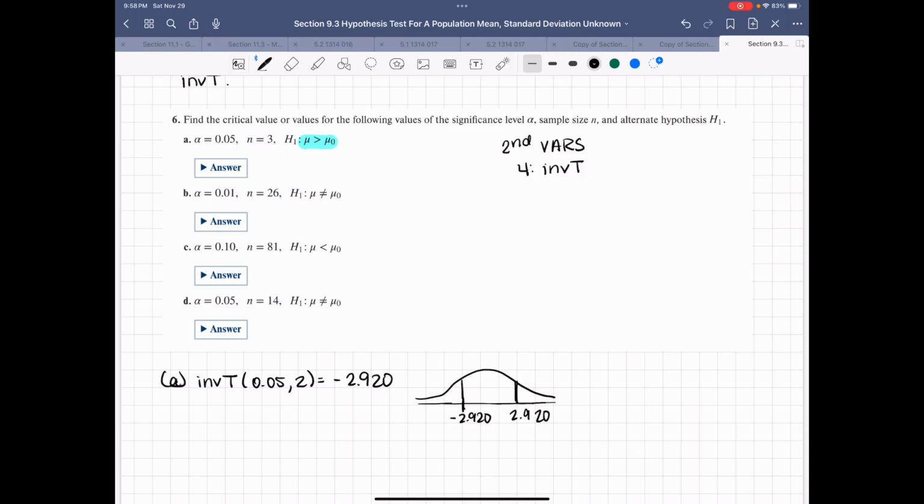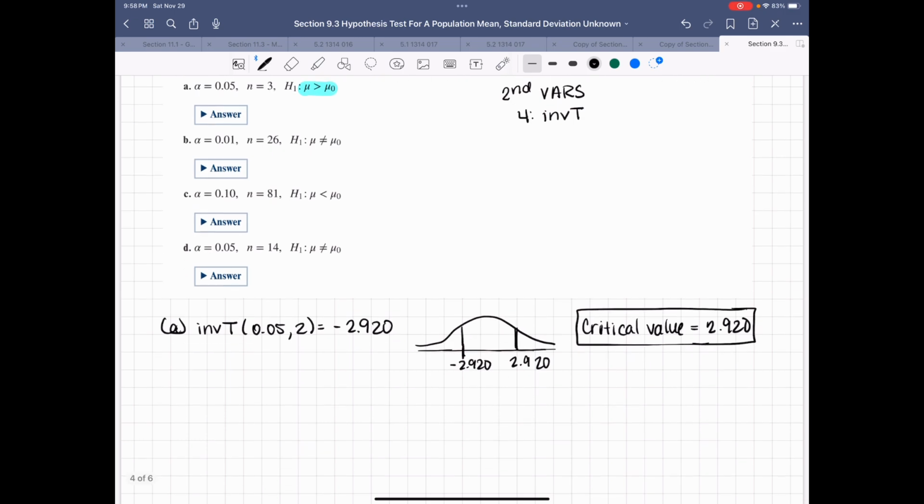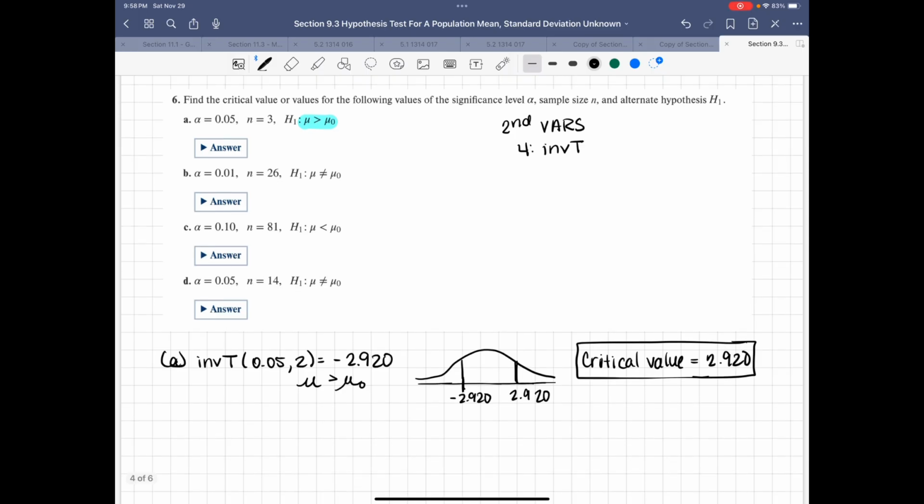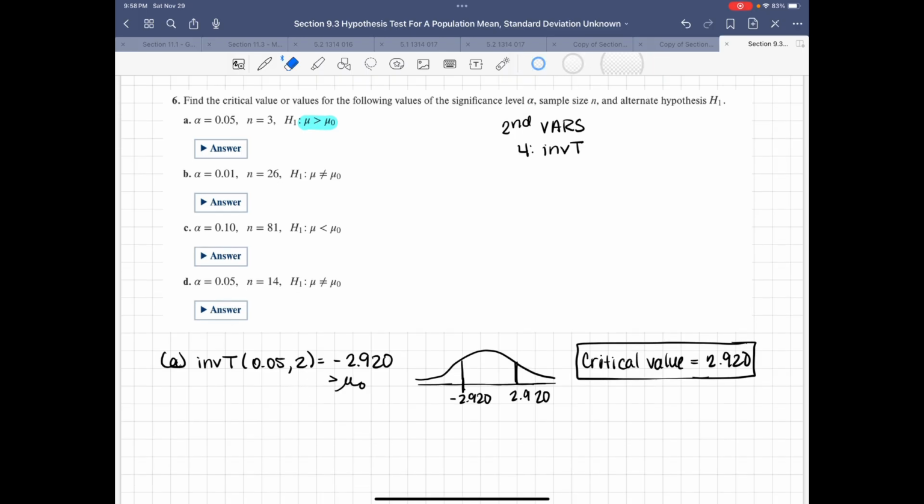Okay, so our critical value should equal the positive 2.920 because we wanted the right value. Because we had mu is greater than the null. So that means we wanted the right tail.